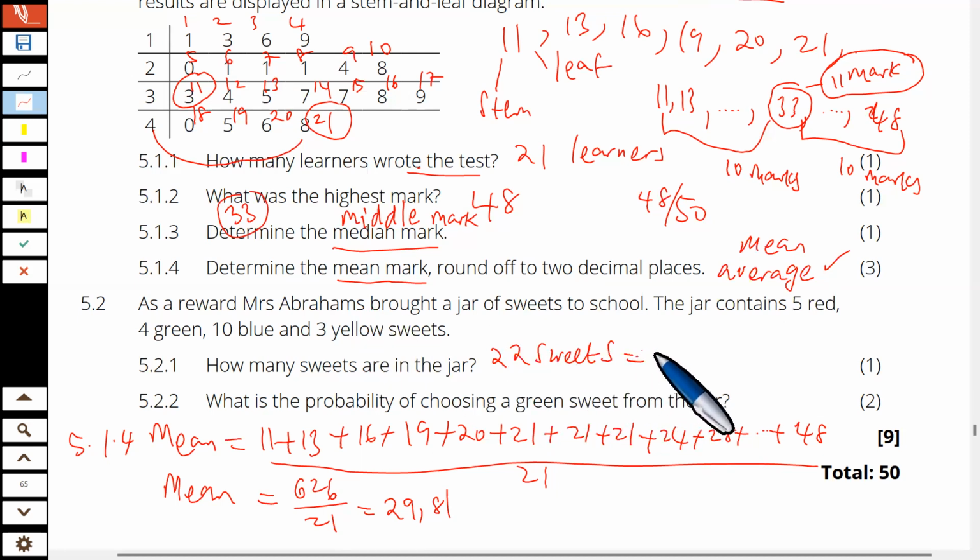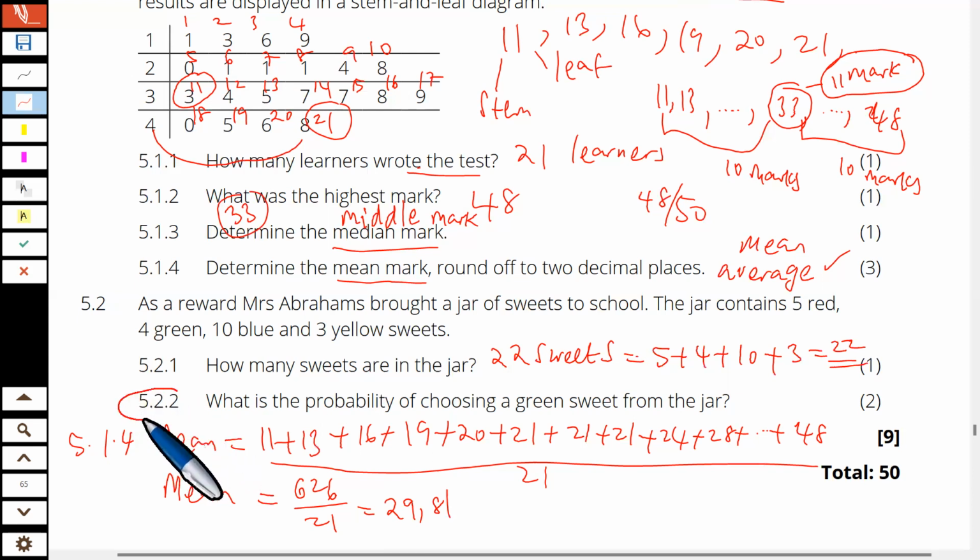How do you get 22? You add all of them up, because the jar contains 5 red, 4 green, 10 blue, and 3 yellow. So 5 and 4 is 9, then you have 19, and then you add 3 to 19, you get 22 of them. So they're essentially 22. Right, what is the probability of choosing a green sweet from the jar?